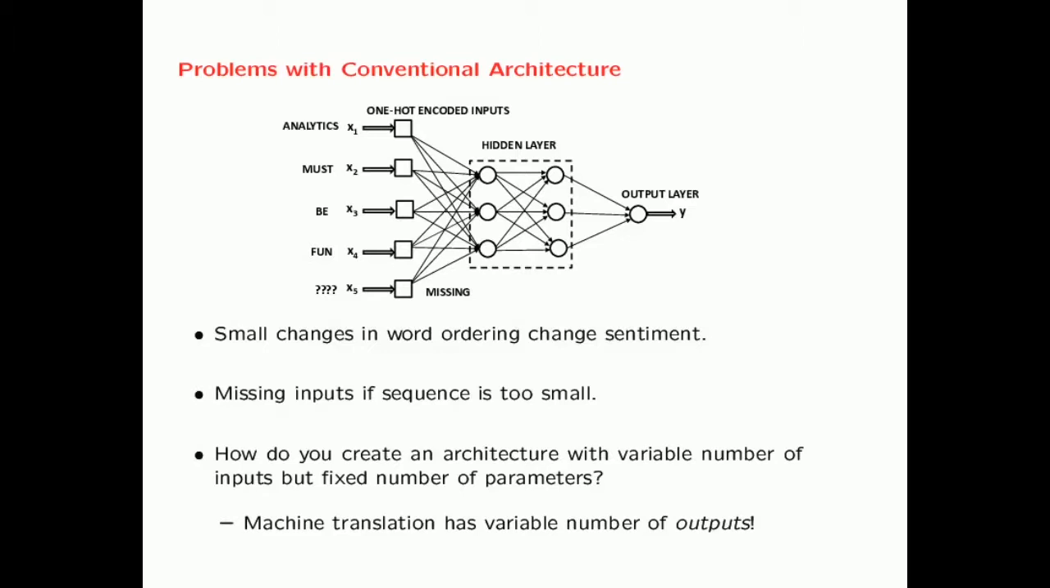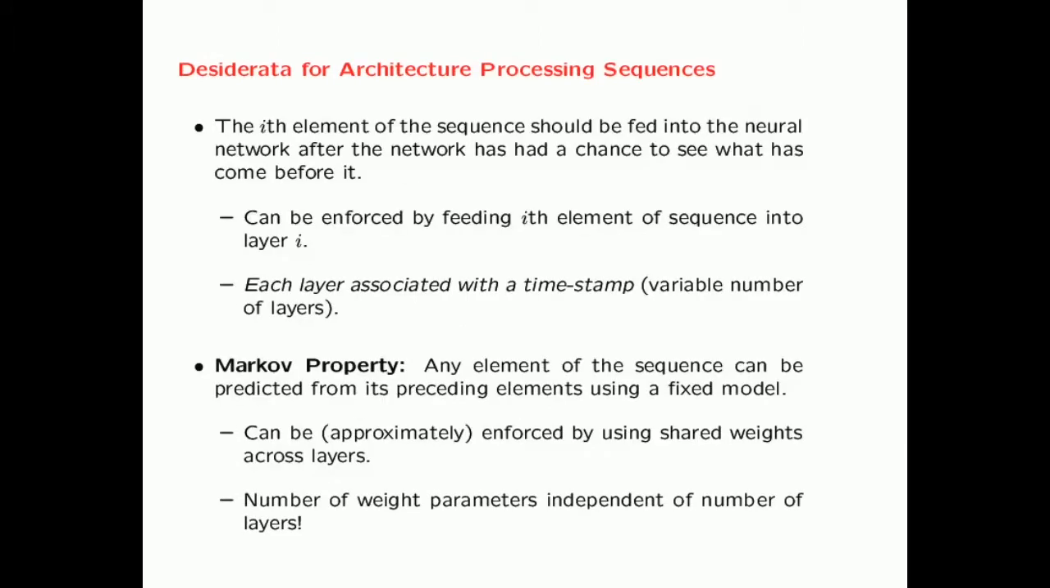So your output might also be a sequence. For example, if you're looking at machine translation, the input might be a sentence in English and the output might be a sentence in Spanish. So again, you have a variable number of outputs as well. So recurrent neural networks can handle all these types of complexities.